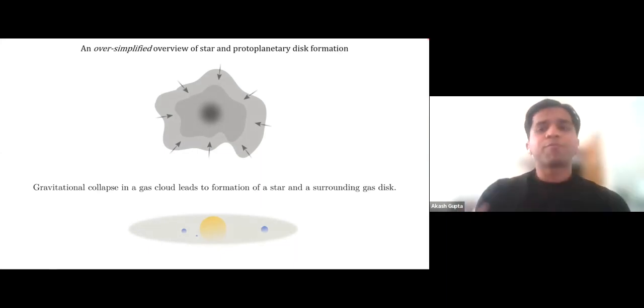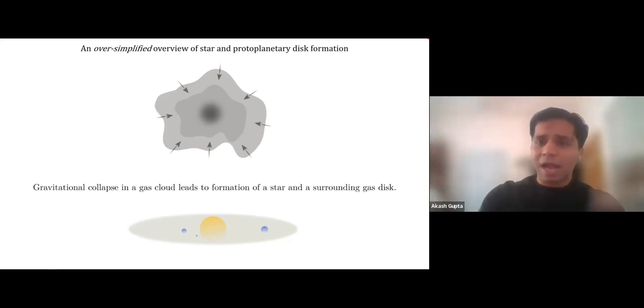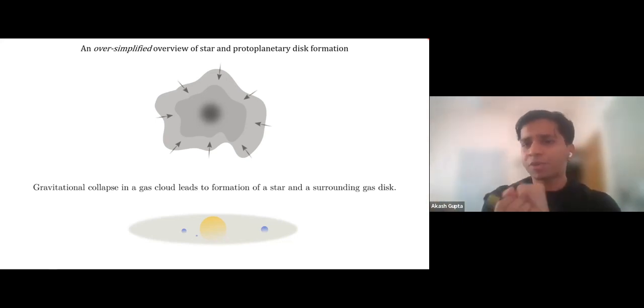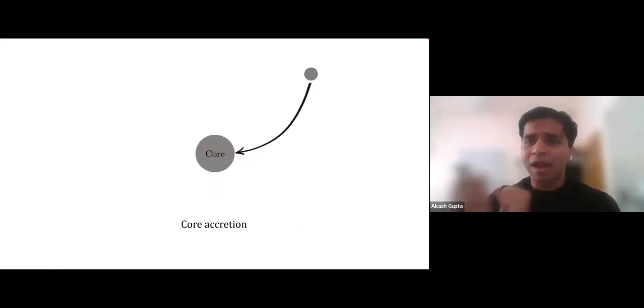So the story of planet formation starts with this protoplanetary gas cloud collapsing under its own gravity, leading to the formation of a star and an optically thick gas disk around it. In this gas disk, as things cool down, particles start to form, collide with each other, and you basically get the process of core accretion.